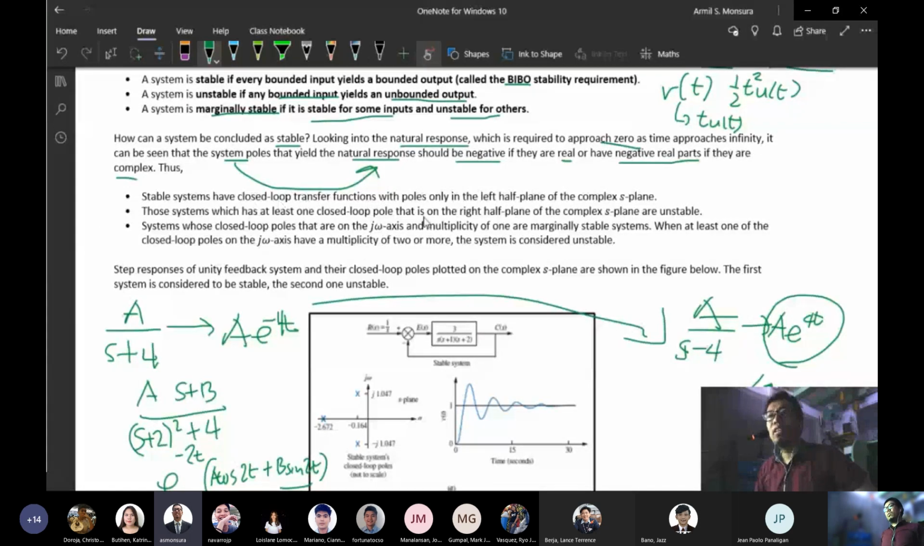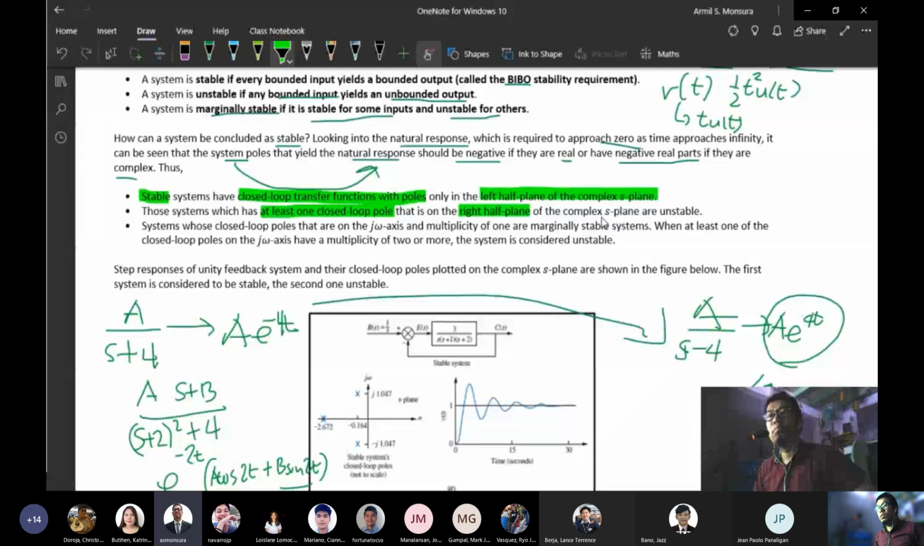Okay? So, dapat yung closed-loop poles ninyo, okay, are in the left half plane of the complex S-plane para siya maging stable. Okay? Those systems with at least one closed-loop pole that is on the right half plane, at least kahit isa lang. Okay? At least one.